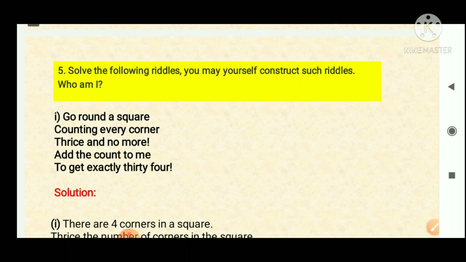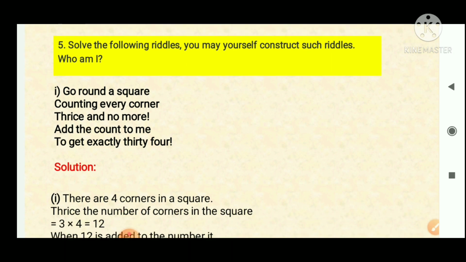Now the last question: solve the following riddles. You may yourself construct such riddles. Who am I? Now see student, the first riddle: go round a square counting every corner, thrice and no more, add the count to me to get exactly 34. See student, I know that students mostly like to solve riddles and puzzles. So the same type of riddle which you like is given in your exercise, so you can construct this type of riddles.